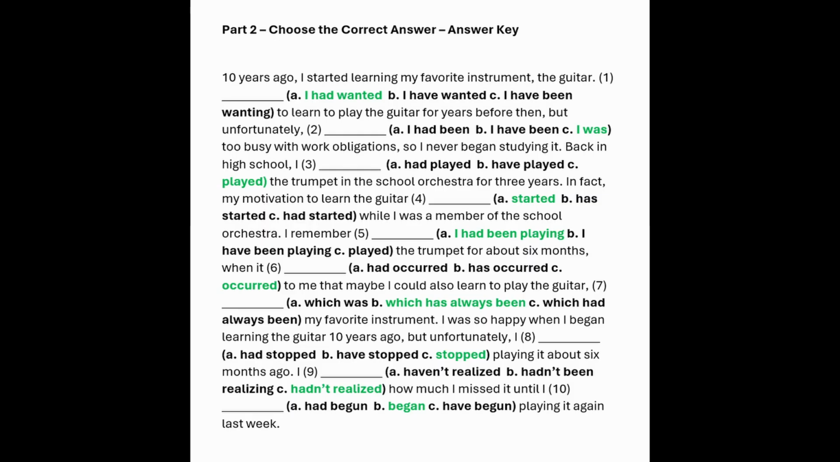That's an ongoing action. I had been playing, past perfect progressive, when, number 6, it occurred to me, simple past. It occurred to me that maybe I could also learn to play the guitar, okay? Number 7, which has always been, and which had always been my favorite instrument.